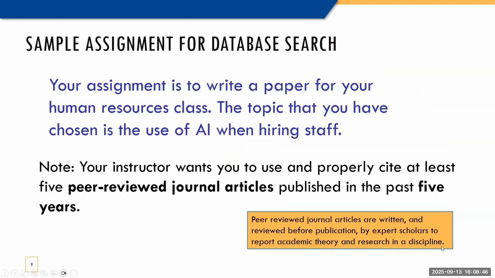Let's pretend our assignment is to write a paper for a human resources class. We decide to write about the use of AI in hiring. Our instructor wants us to use and properly cite at least 5 peer-reviewed journal articles published in the last 5 years. Peer-reviewed articles are those from academic journals.